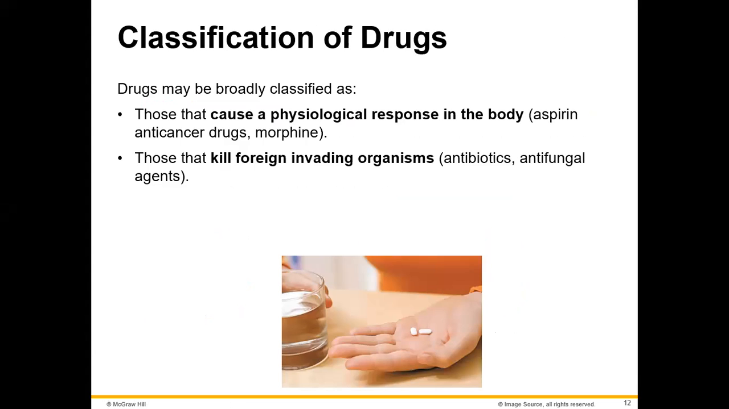Okay, again, we're going to grossly classify here. That means we're going to do some major classification that in future courses you would definitely parse out. So we can broadly classify drugs as drugs that cause a physiological response. So for instance, you could take aspirin for a headache, anti-cancer drugs to target cancer cells, morphine to target pain, right? So they have a very targeted response. Or you could classify them as agents that kill invaders, right? So antibiotics, antifungals, all that good stuff. So that is an extremely broad classification.